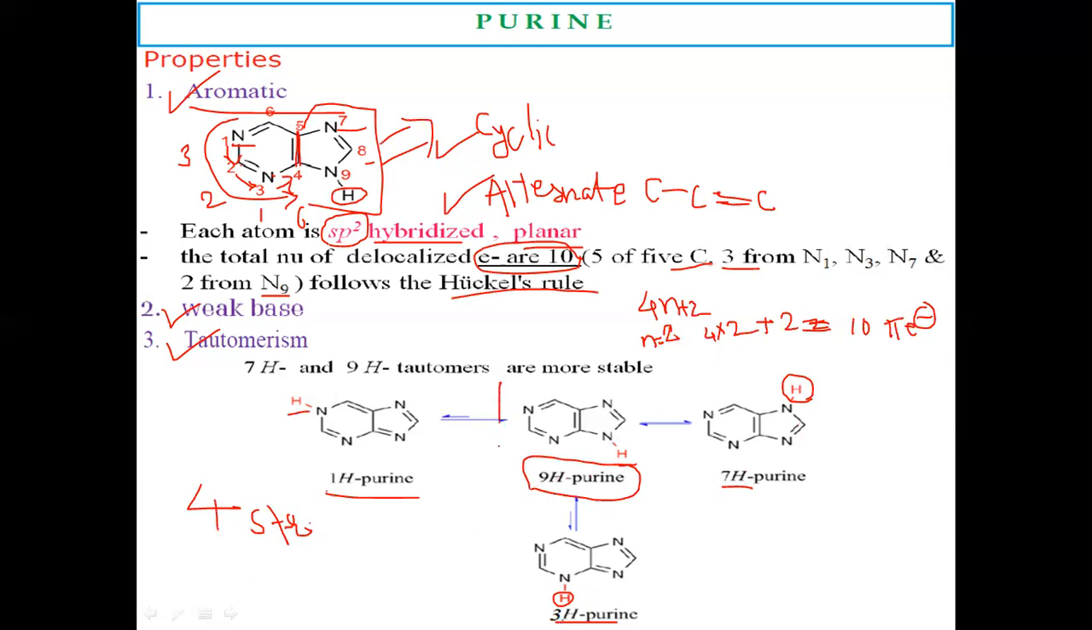And out of this, 9H purine is the most stable tautomeric structure. After that comes 7H purine. This is the first most stable and second most stable tautomeric structure, that is 9H purine and 7H purine, out of 4 resonating structures. This is the property related with the purines.